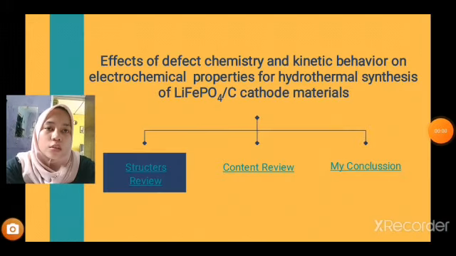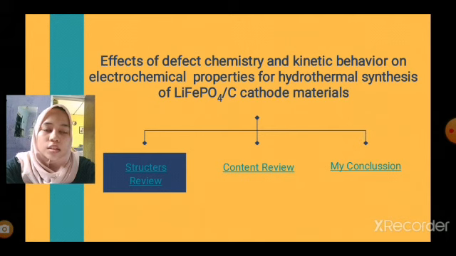The title of the article they used is Effect of the Fake Chemistry and Kinetic Behavior on Electrochemical Properties for Hydrothermal Synthesis of Lithium Iron Phosphate C cathode material. In the presentation, I have three sections. The first is structure review, second content review, and the last my conclusion of the article.